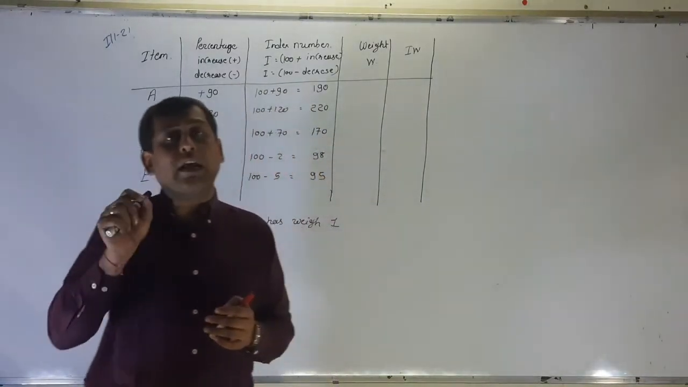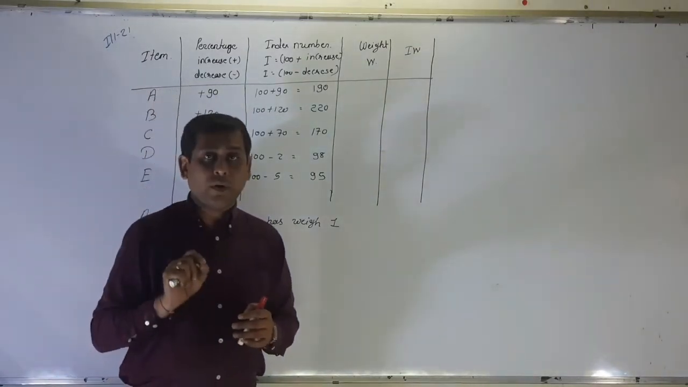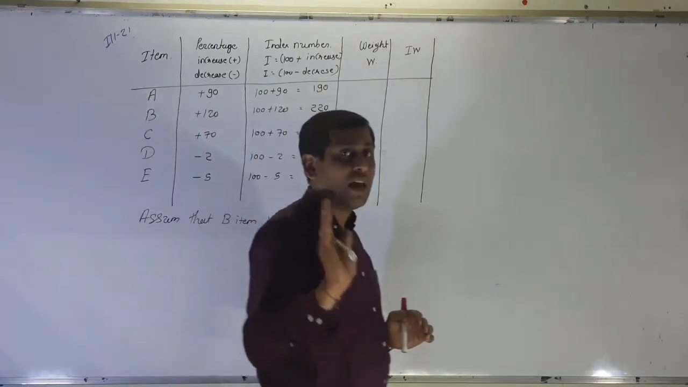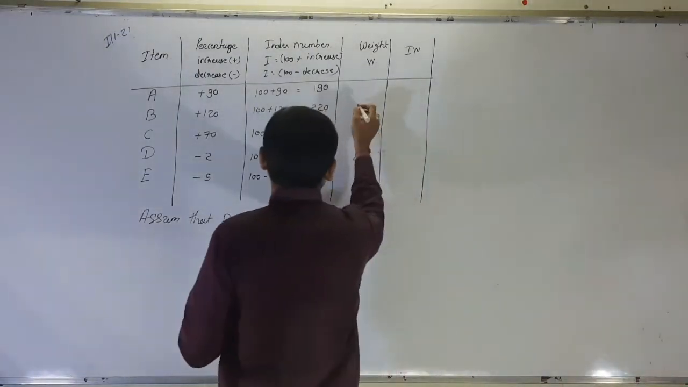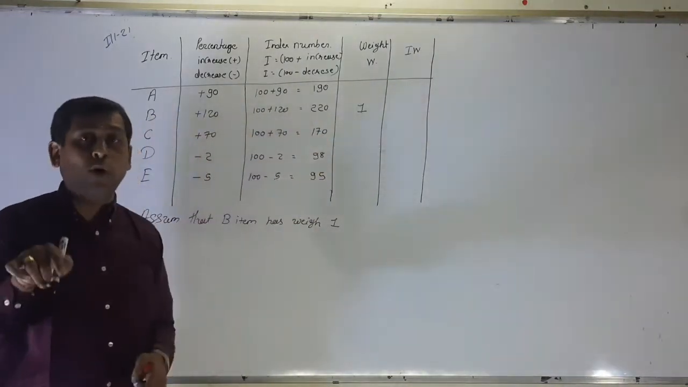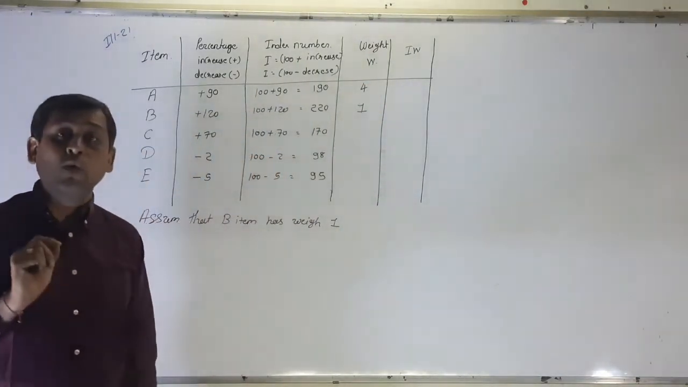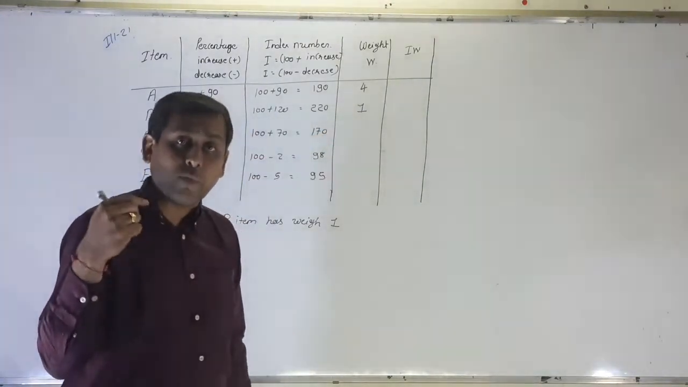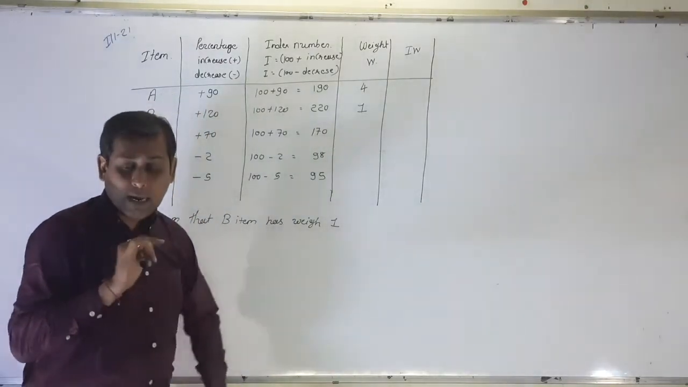That is the item on which we have to assume 1, right? So here A is 4 times more important than item B, that means B is equal to 1. We have to assume that B is equal to 1. Now A is 4 times 1, that is 4. Weight of A is 4 times that of B, that is 1 into 4. That's why 4 is the weight of item A.